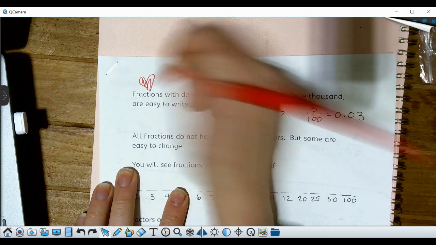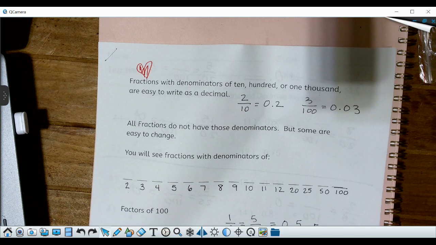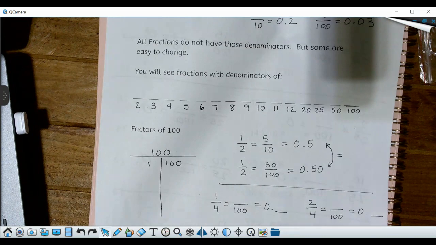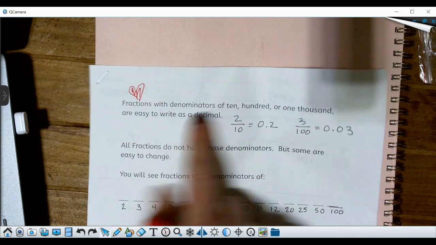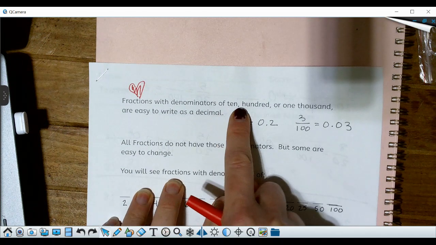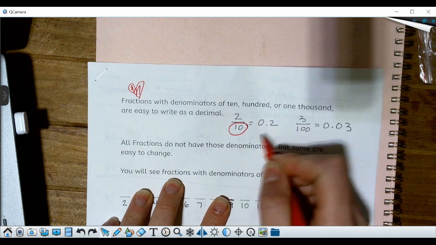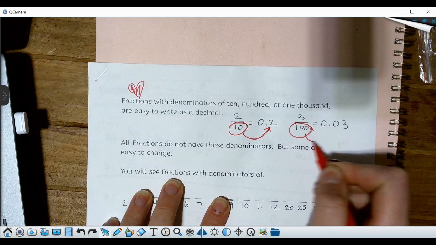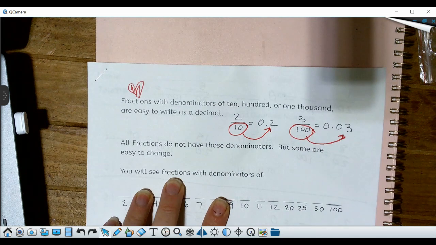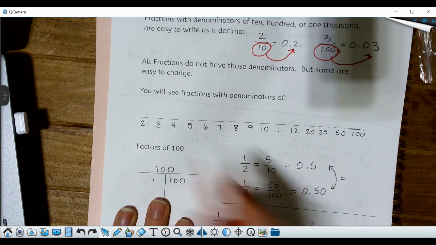I'm going to get you started, but I am not doing all of it because we've done a lot of these. All right, so here's some examples. It's saying here that if the fractions have a denominator of 10, 100, or 1,000, it's easy to write as a decimal because if we have tenths, we know it goes in the tenth spot, and if we have hundredths, it goes in the hundredth spot. But not all fractions have those denominators, but some are easy to change.